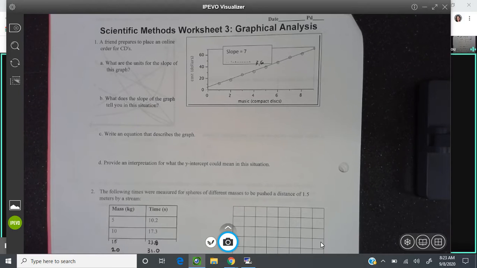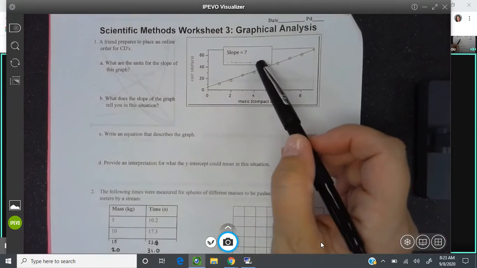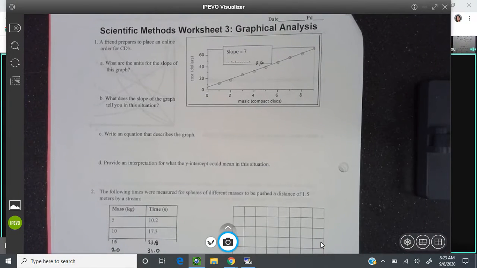All right, so the first part here is the scientific methods worksheet, graphical analysis. Guys, I'm sorry about the little things that got cut off. I went and fixed that in my file. But here we have some data about buying CDs.